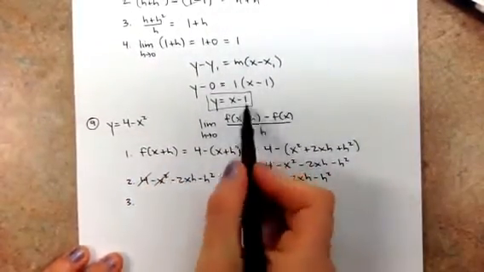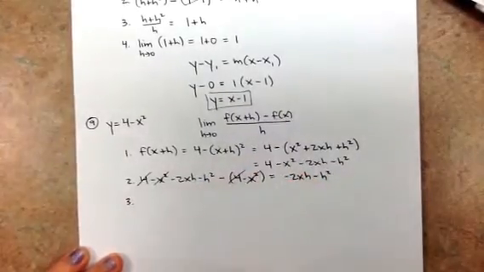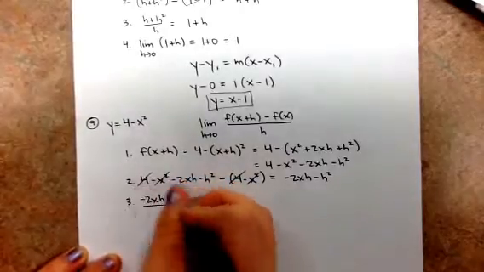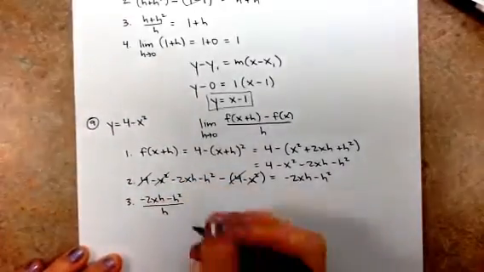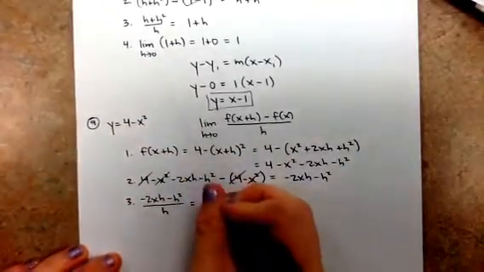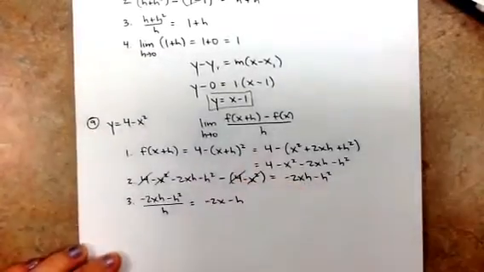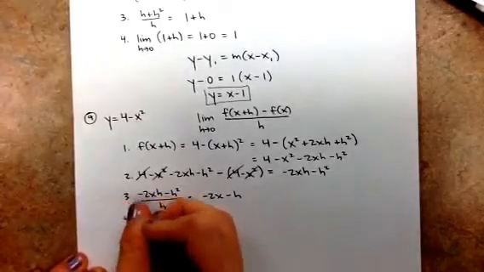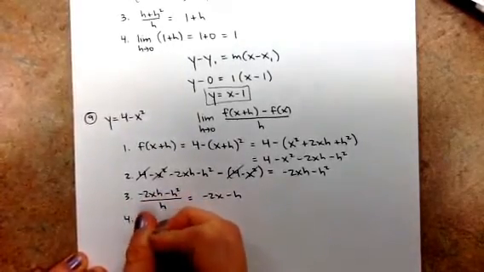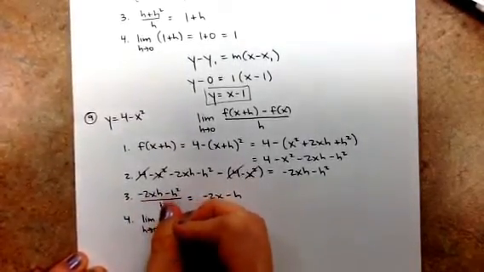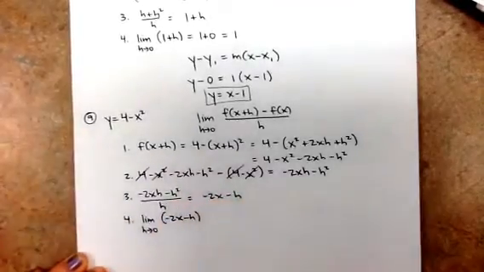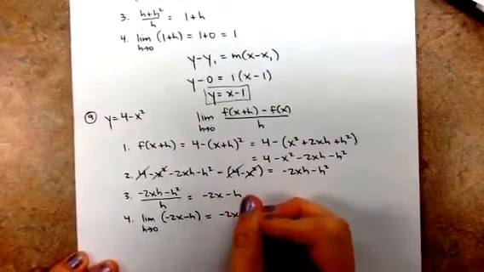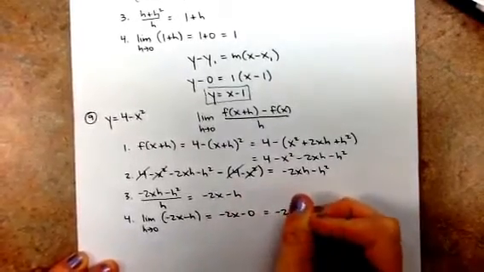Step 3, I take what I left off with from step 2 and finish off the quotient. So negative 2xh minus h squared, divide by h and reduce everything down. So I get negative 2x minus h, and again, that represents the slope of my secant line. And finally, with step 4, I am going to take the limit as h approaches 0. Okay, and again, at this point, I can just plug the h right in. h is 0, and that leaves me with negative 2x.